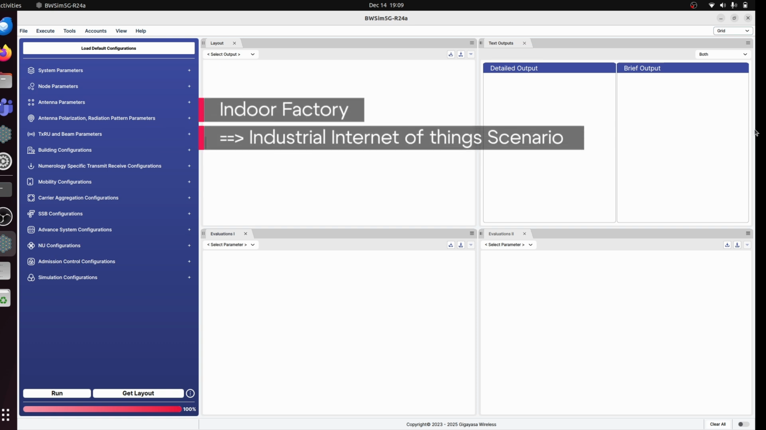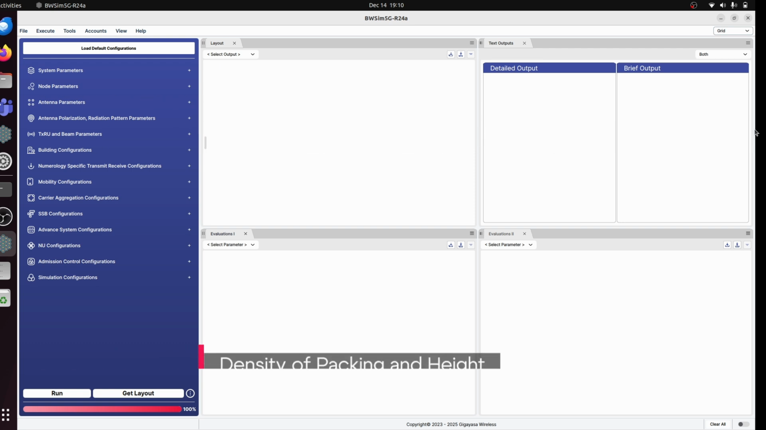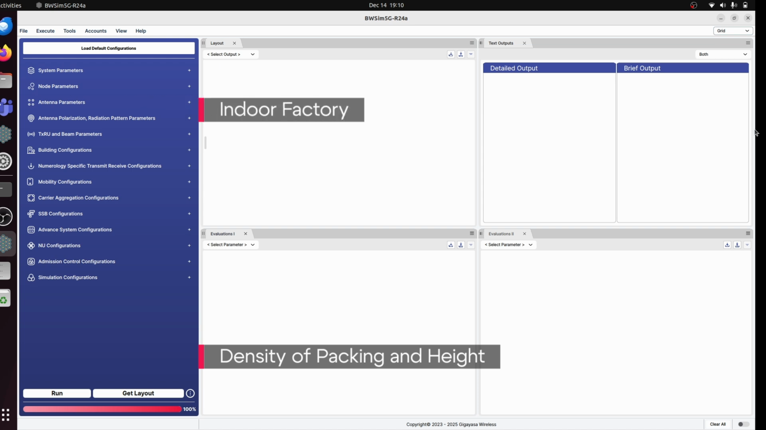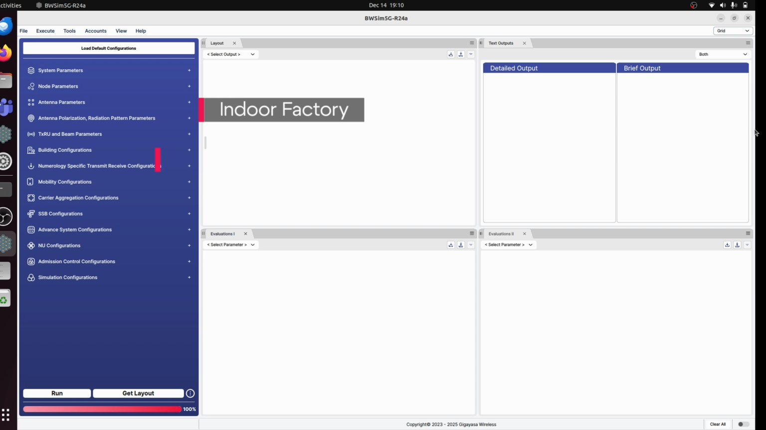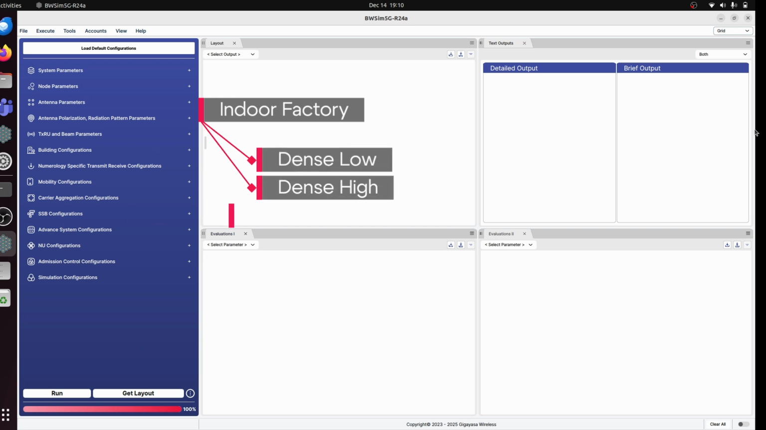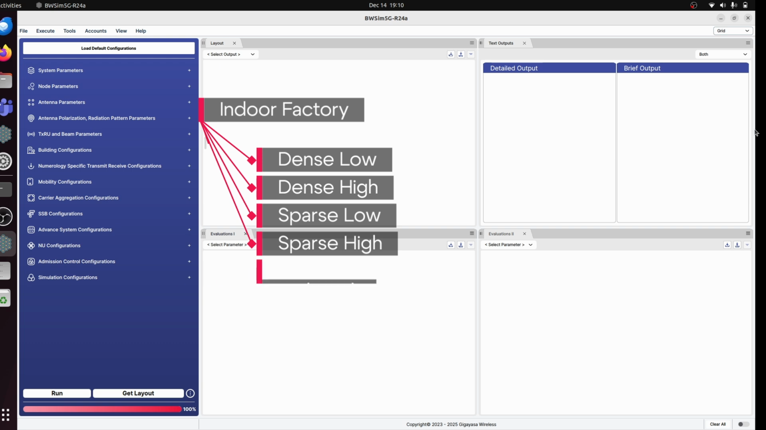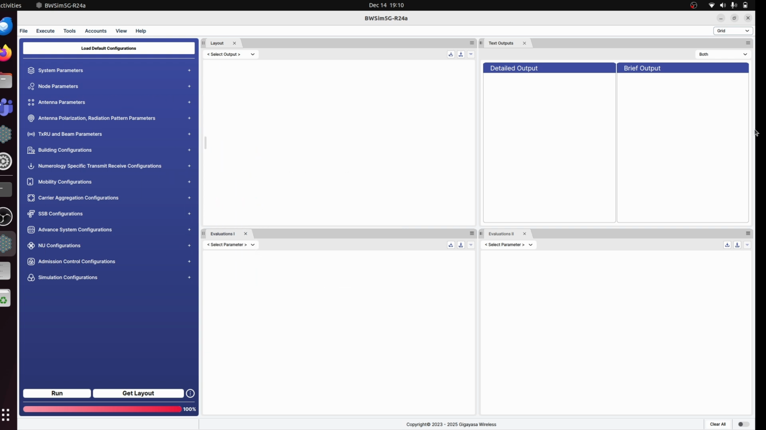Indoor factory is used for mimicking networks that are deployed in warehouses or massive factories with a huge number of machines. Technically, this can be mapped to an industrial Internet of Things use case. Again, based on the density of the machines and height of the base station, the indoor factory is further subdivided into five categories: dense low, dense high, sparse low, sparse high, and high high. Now that we have some idea on the technical aspects behind the indoor scenario, let's begin the experiments.